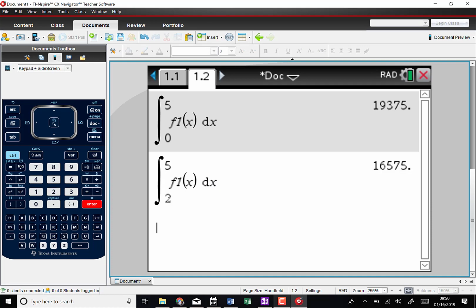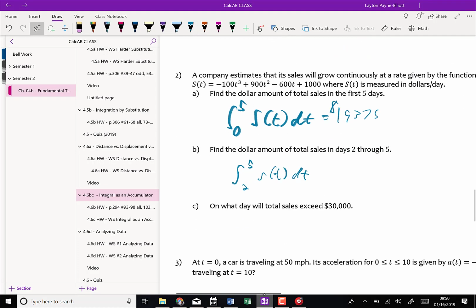Okay, 16575. So 16575. Then here's a tricky question. On what day will total sales exceed 30,000?